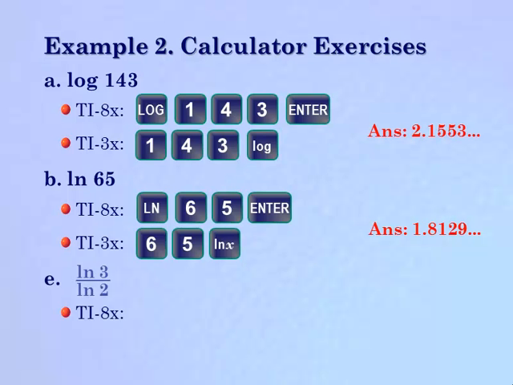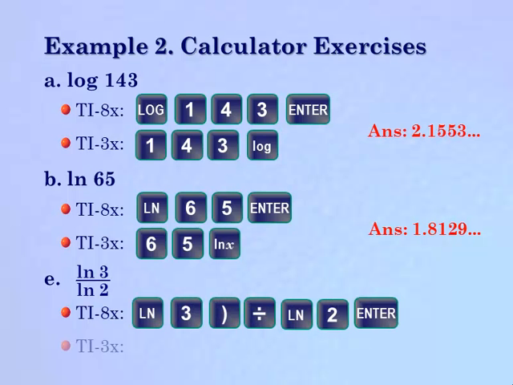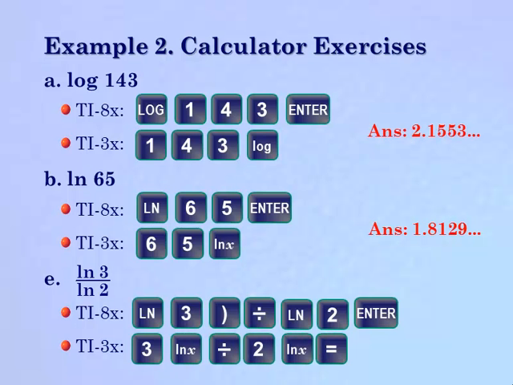Or if you want to divide two natural logs, this gets a little more complicated. You have to press the natural log function and then the natural log of 3, and then put in a closing parenthesis on the TI-80 calculators to tell it to finish doing that, and then divide it by what comes next. So then you divide it by the natural log of 2, and you don't have to put the closing parenthesis on the ending one, and you can just press enter.